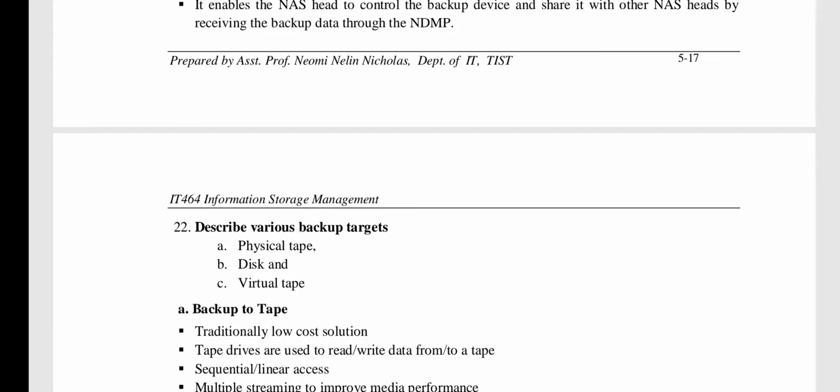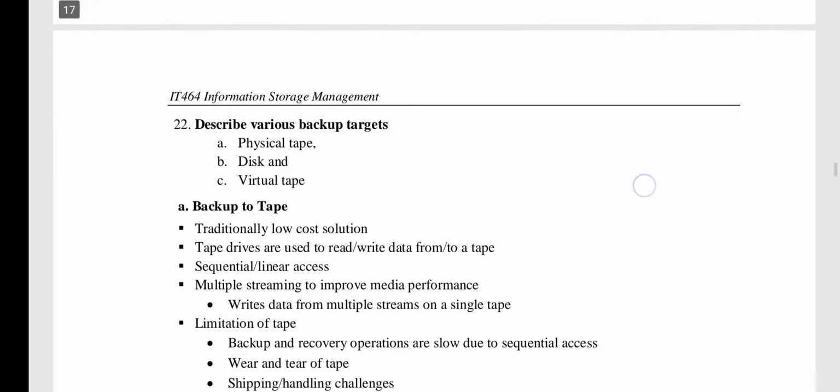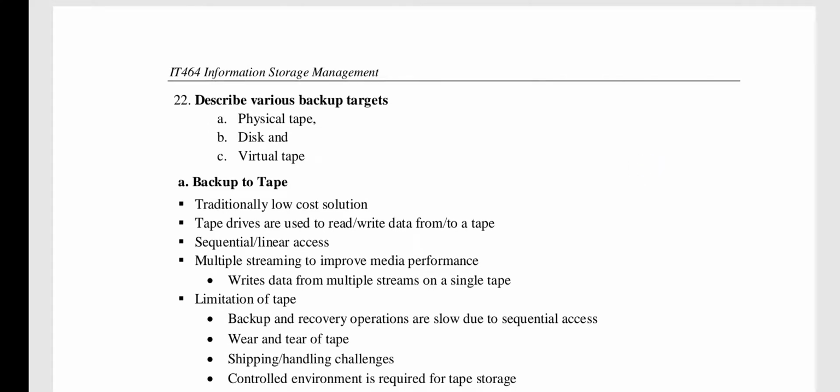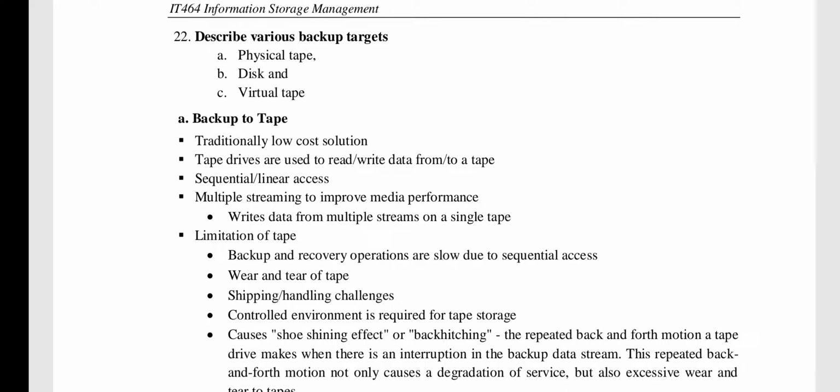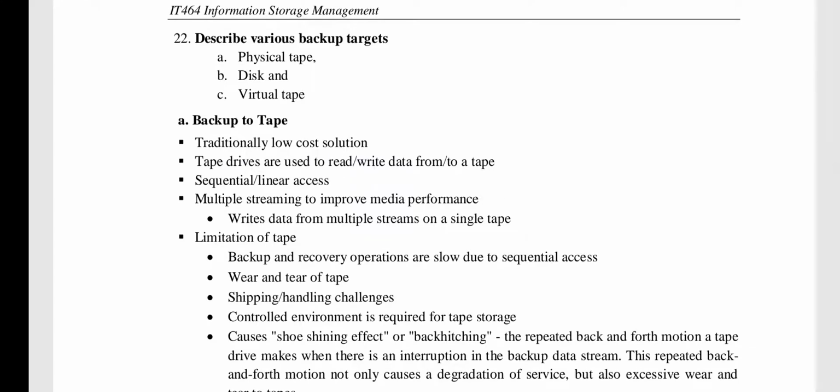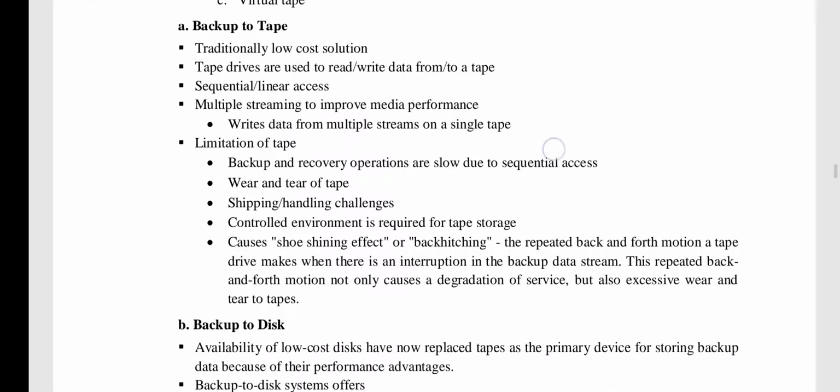So what we discussed earlier were the topologies of backup. Okay, then next we come to the backup targets. So it is physical tape, disk or virtual tape. So physical tape was the first one, traditional one, low cost, and it has only sequential access and so on.